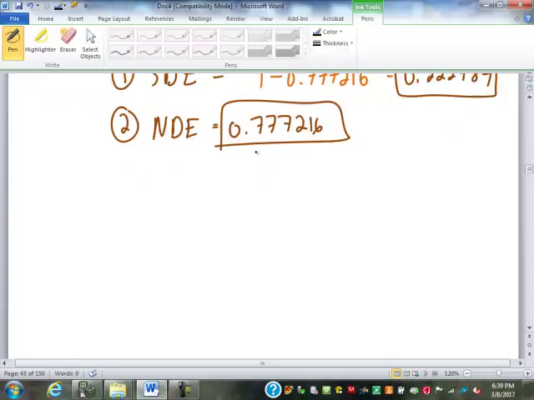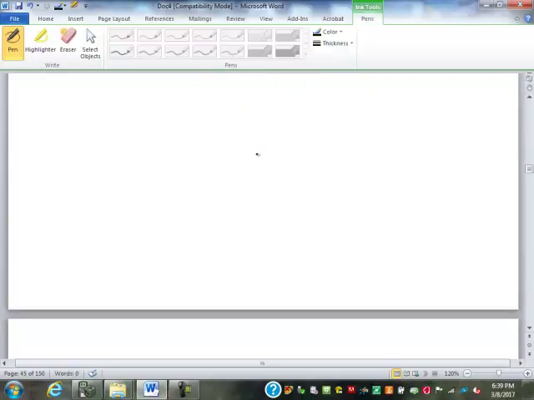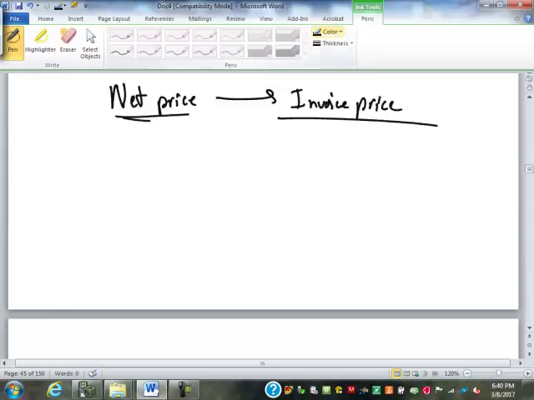So our next step. Now that we've established a net price, that's the price that's going to go on the invoice, we have to figure out the rest of the invoice. There are a few dates that are important in invoicing. The first date is the invoice date itself. And that is the start of a timeline.